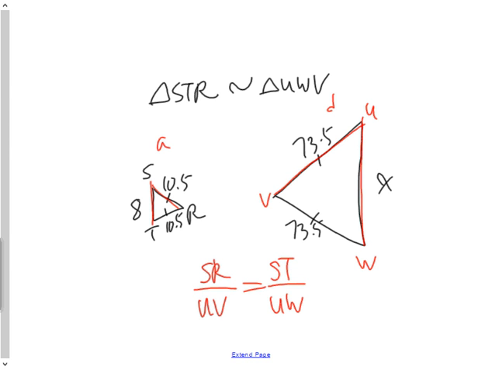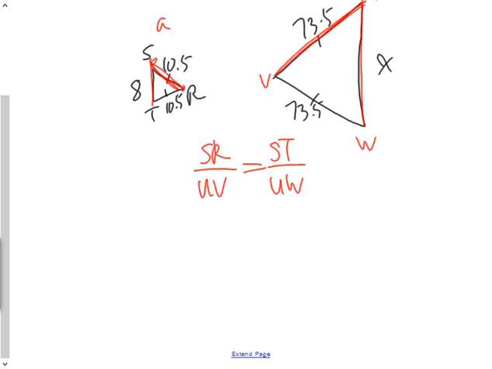So when I define the lines by the points, so this is SR here, and this is UV here, I could set it up with words saying the ratio of SR to UV will be proportional to ST to UW. And when I substitute my numbers into that, SR is 10.5 to 73.5 will be proportional to 8 over X, because UW is X and ST is 8.